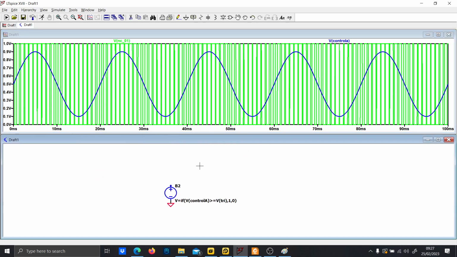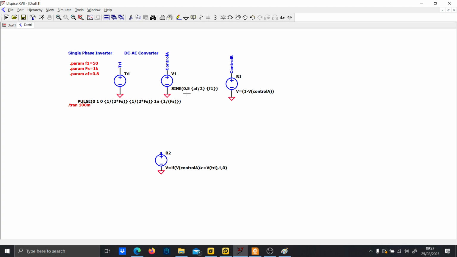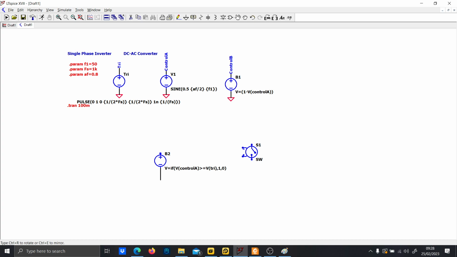And now the job is done, because what you have to do now is to put an ideal switch, and you have your single phase inverter or even a 3-phase inverter. Just put as many legs as you want. The 3-phase is a little bit different. I will cover that in another video, but for now let's just do the control for the single phase inverter.